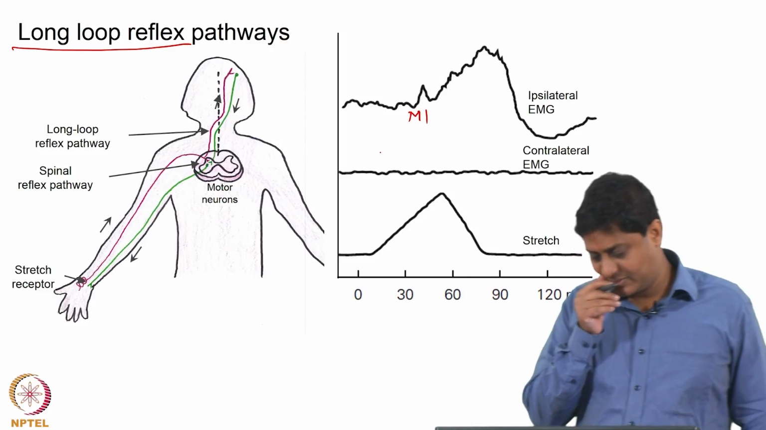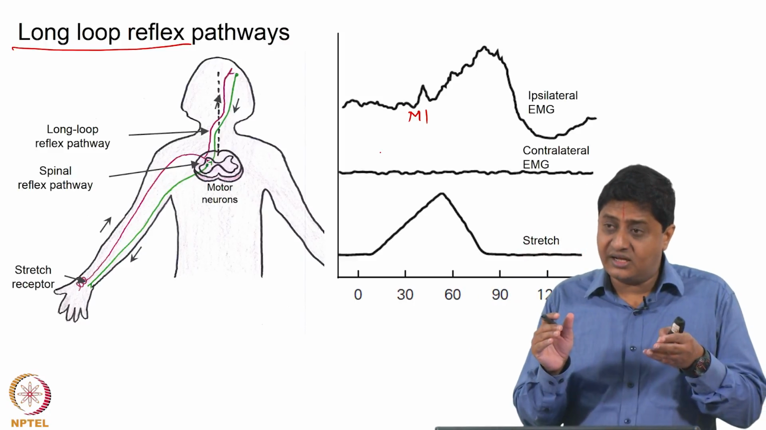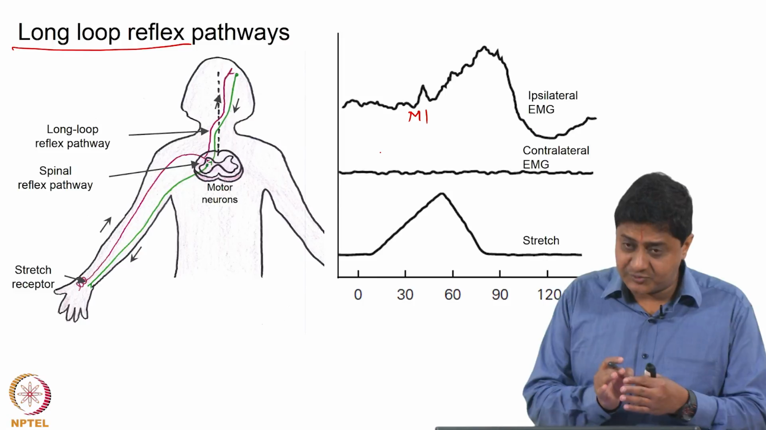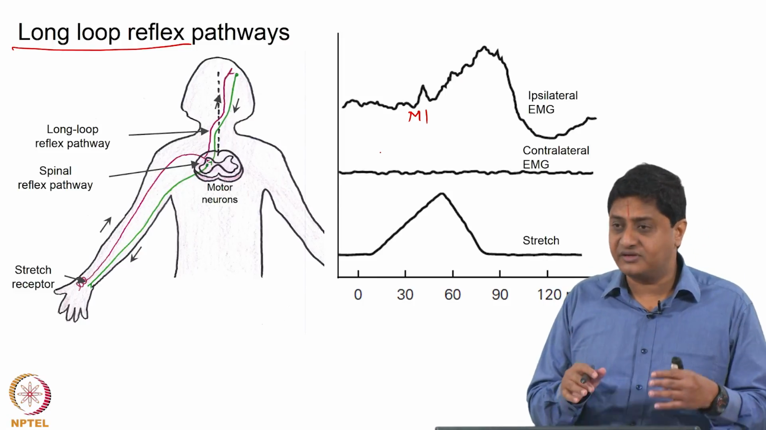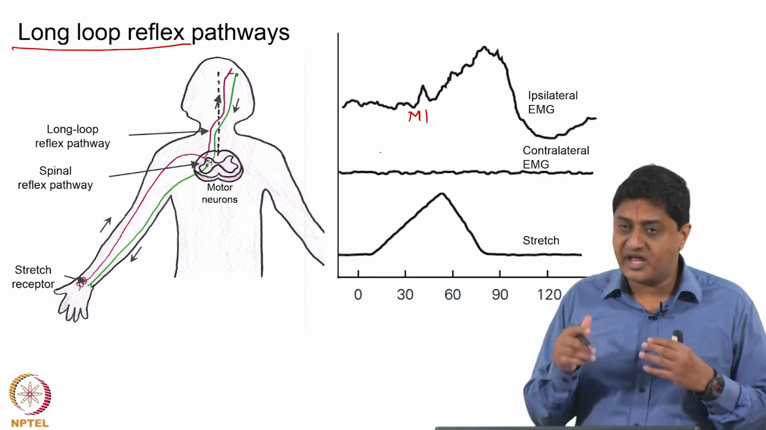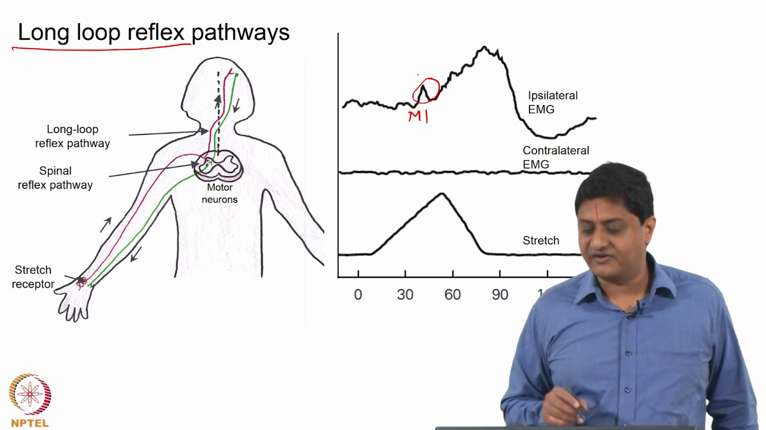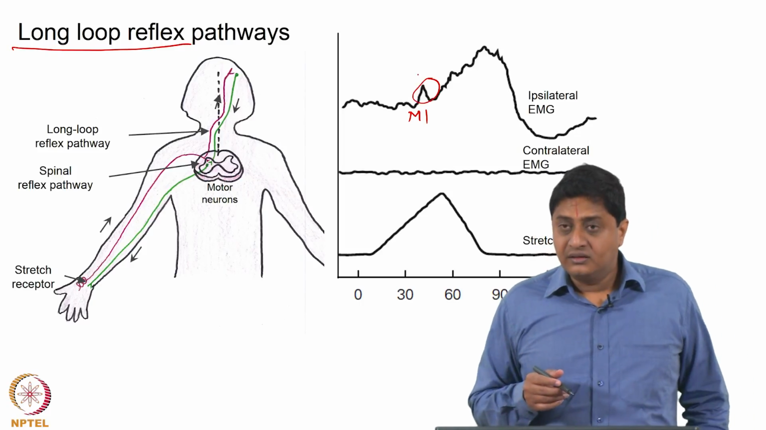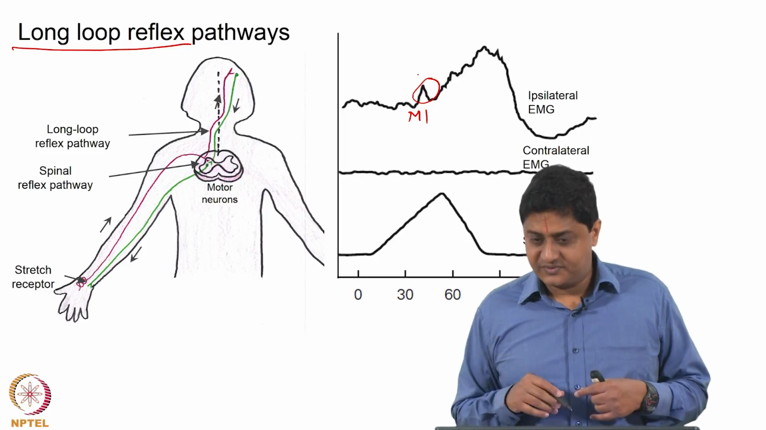Now, what is this M1? If the muscle is stretched, there is going to be an immediate monosynaptic response to contract that muscle, mediated by the 1A afferent system. So, the 1A afferent activates the alpha motor neuron and that response is found. This is what we call the H reflex.